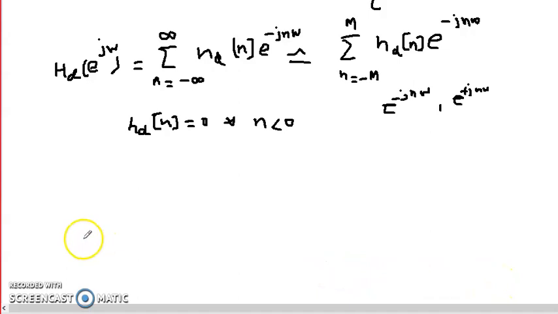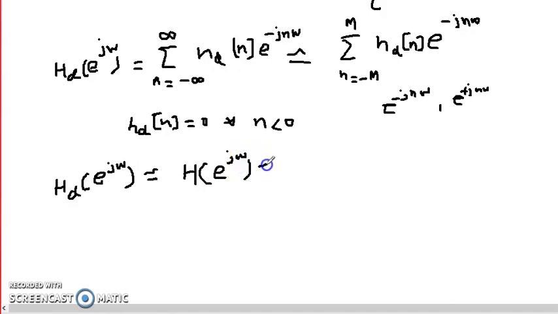Therefore, we will assume HD(n) to be 0 for all values of n less than 0, so that HD of e raised to power j omega will be approximately equal to, if it has a finite number of terms, this can be approximated to the summation of h(n) e raised to power minus j n omega.